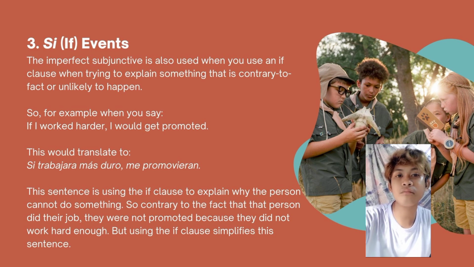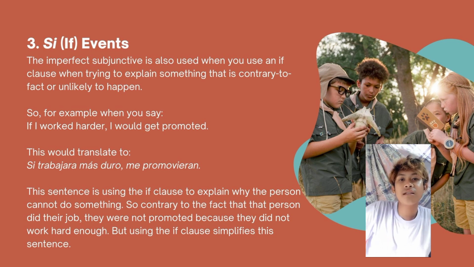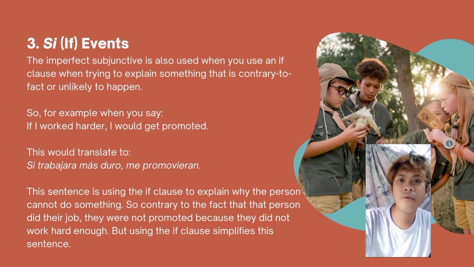Number 3, if clauses, or unlikely events. The imperfect subjunctive is also used when you use an if clause when trying to explain something that is contrary to fact or unlikely to happen. So for example, when you say, if I worked harder, I would get promoted. This will translate to, si trabajara más duro me promoverían.